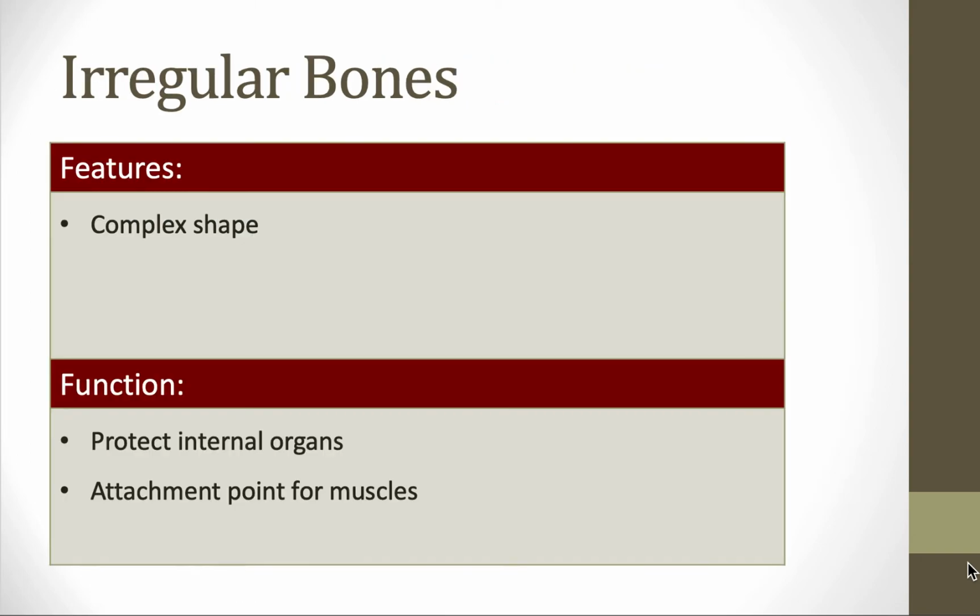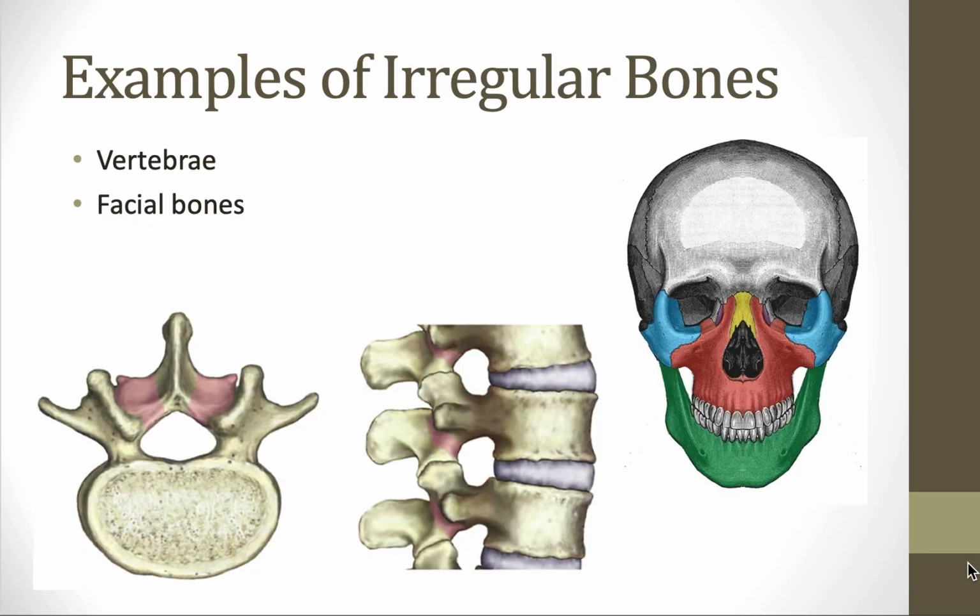Finally, we have irregular bones. Irregular bones have a complex shape. They've got lots of things sticking off, and that's because they're a great attachment point, again, for muscles and ligaments. Additionally, they protect internal organs. So examples of irregular bones are your vertebrae and the bones of your face. So here you can see they're all kind of weird, different shapes. There are lots of muscles within your face that are attached to these bones, and then within your vertebrae you can see this is almost like a short bone, but then it's got all this stuff on the back, and so it is an irregular bone.